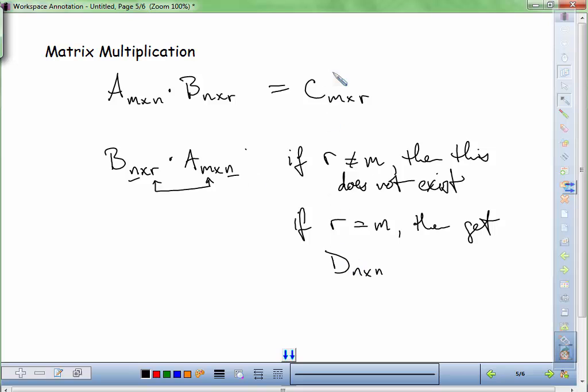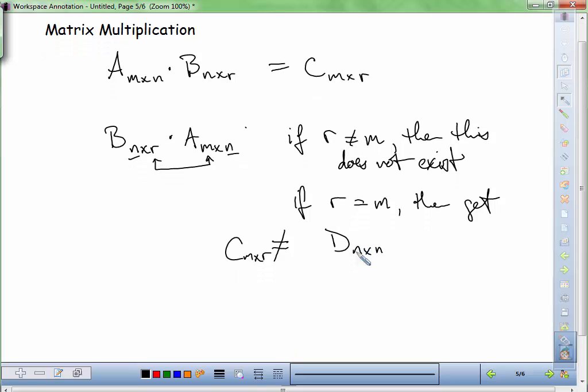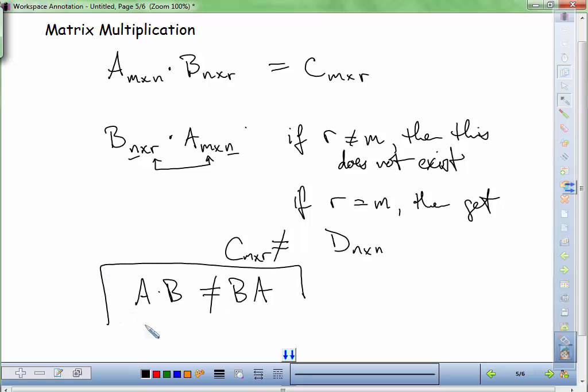So just by the size, would C and D be the same? And if they happen to be the same size, there's still no guarantee that these two things will be equal to each other. So here we have A multiplied with B and B multiplied with A, and they are not necessarily equal to each other. So this little fact over here says that matrix multiplication is not commutative.